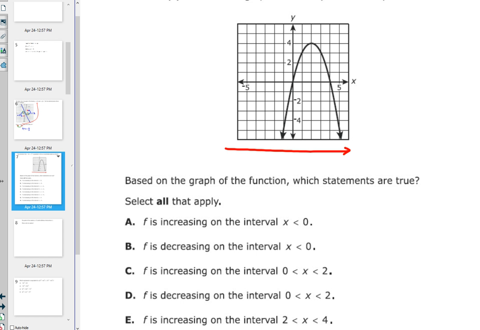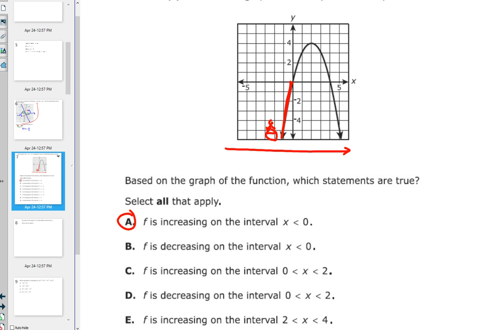So let's see based on this graph, which is true. We're looking for which one is true. So f is increasing on the interval x is less than 0. Now remember, we're always going from left to right. So when x is less than 0, what I'm looking at is only this part of the graph. If I'm going from left to right and I were on a roller coaster here, would I be going up on a roller coaster? Is that roller coaster headed up? Yes, it is. So A is an answer.